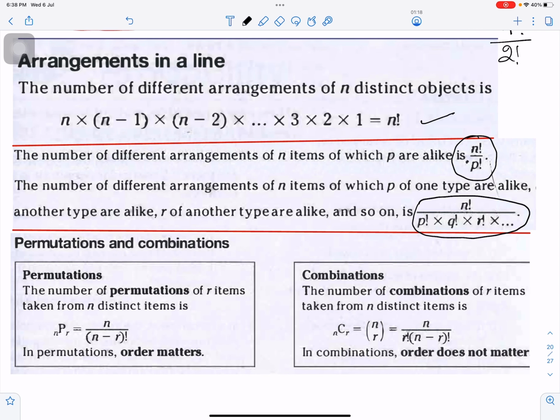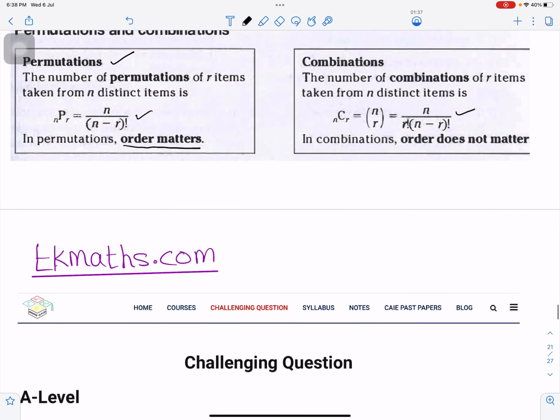And another one, permutation and combination. Permutation is where order is important, and combination is where order is not important. This formula will be given to you in MF19 also, which is the formula sheet. So you need to remember how to apply them. So let's see the question.